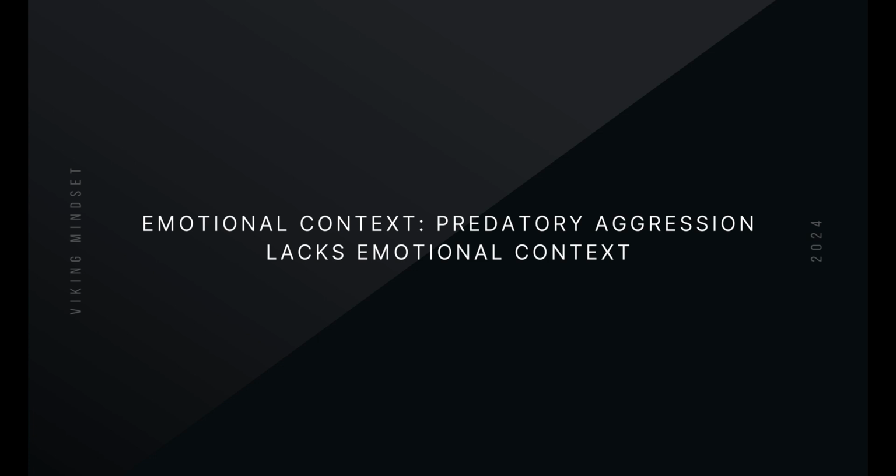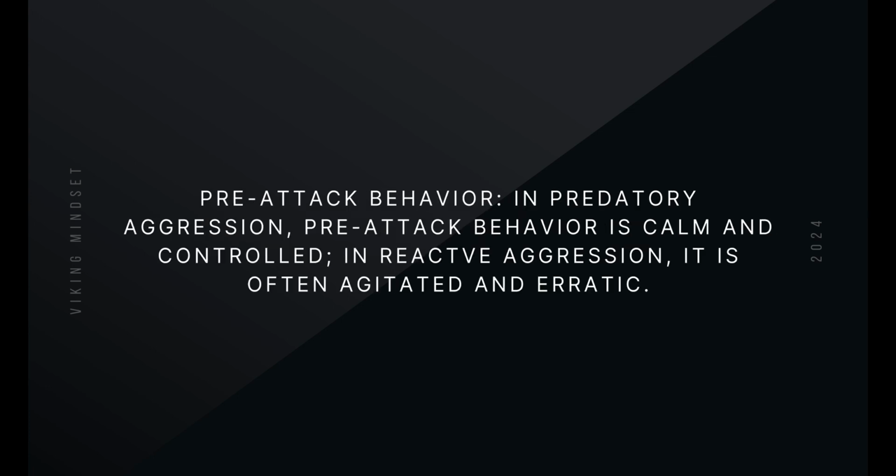Emotional context. Predatory aggression lacks emotional context. Reactive aggression is characterized by high emotional arousal. Pre-attack behavior. In predatory aggression, pre-attack behavior is calm and controlled. In reactive aggression, it's often agitated and erratic.